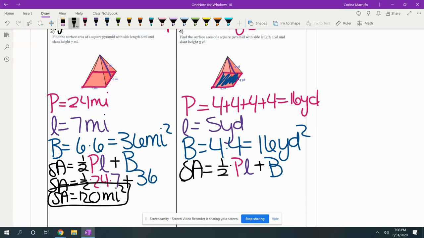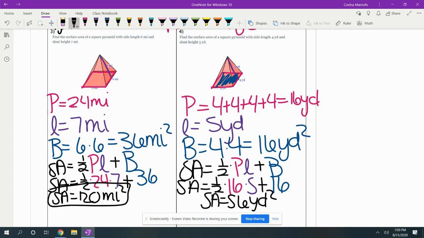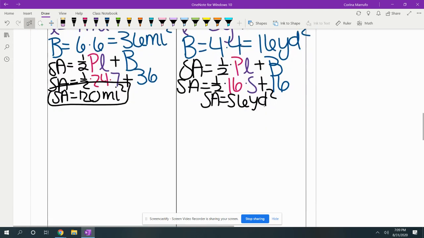So now that we know all of this information, we can go ahead and plug it in. So our perimeter we said was 16 times our slant height, which is 5, plus our base, which is 16. And so I believe this is going to give us 56. Let me just double check. Yes, so surface area is equal to 56, and our units are yards squared. And that's it for that one.